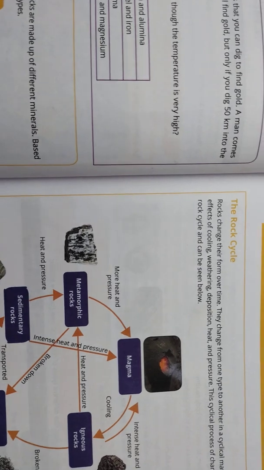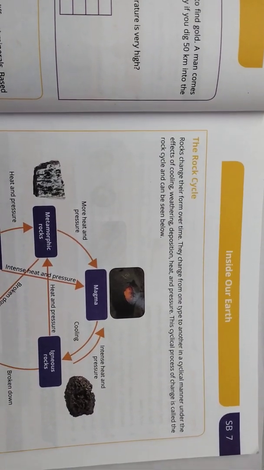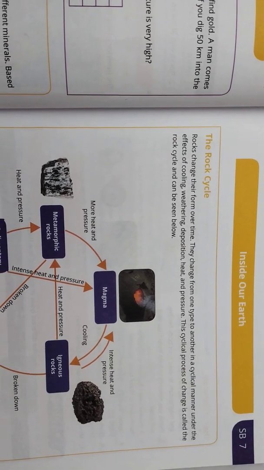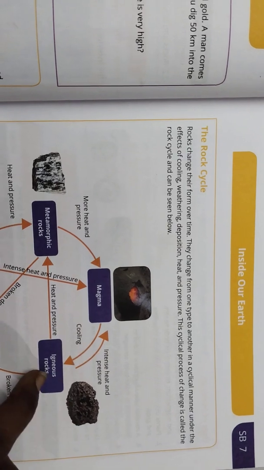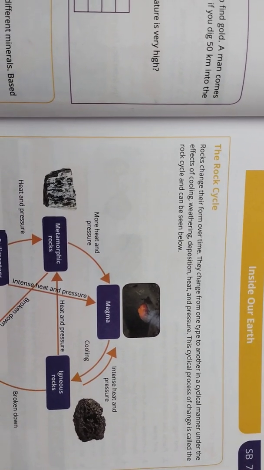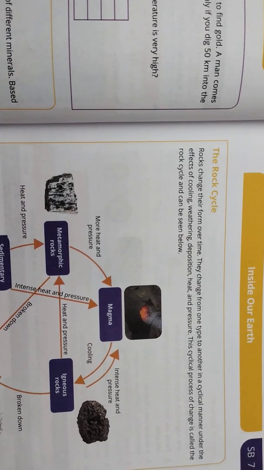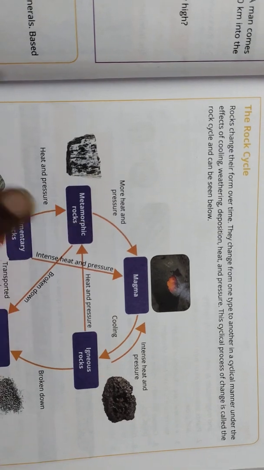Now kindly take out your NCERT school book. On page 11, you can see the explanation about the rock cycle. So here the rocks change their form over time. We all know that a rock may not have a specific shape, size or texture, so it keeps on changing. You can see the changes over there in the rock cycle.